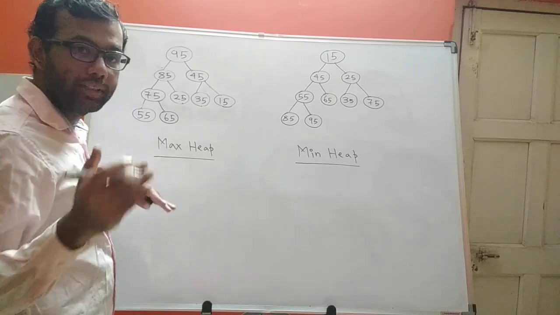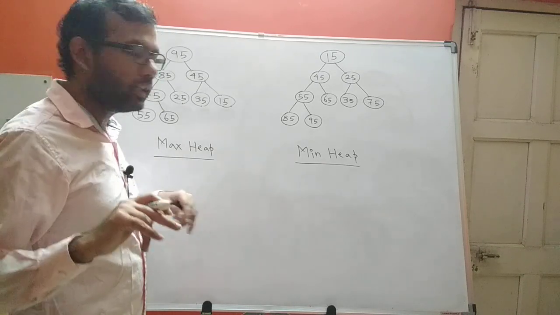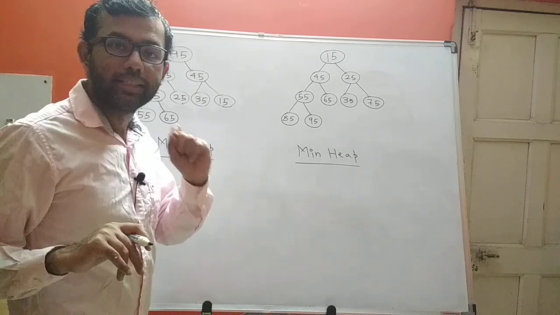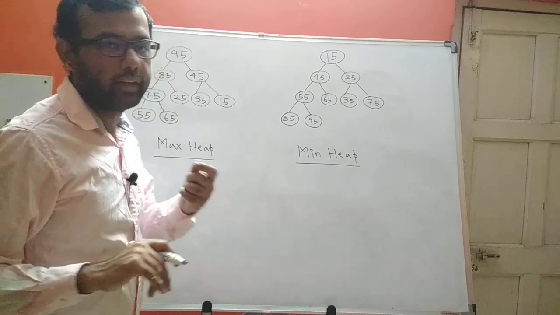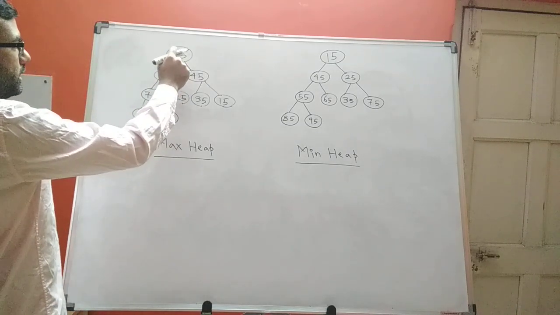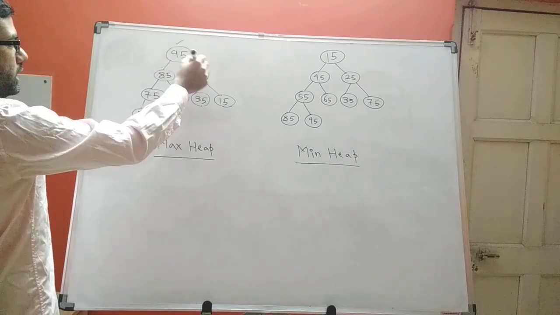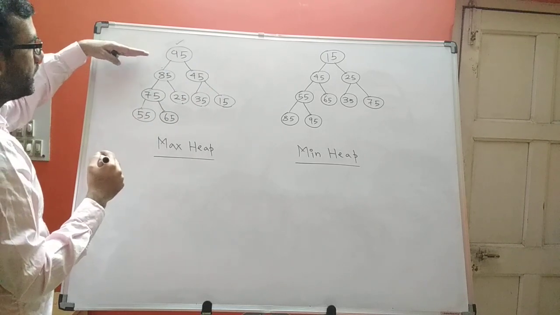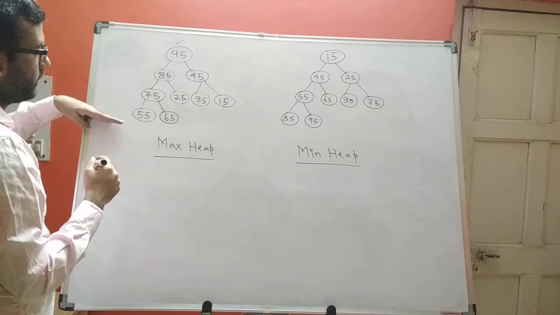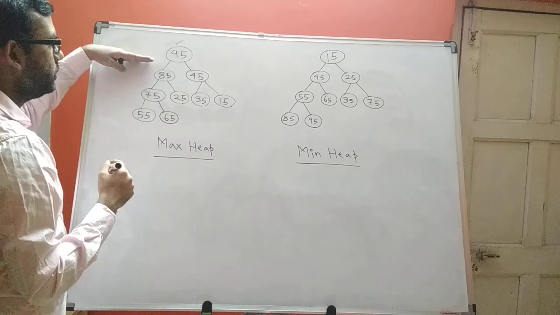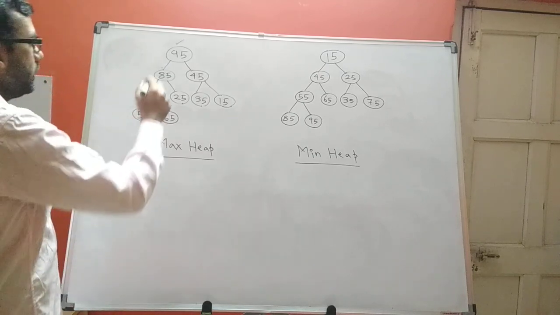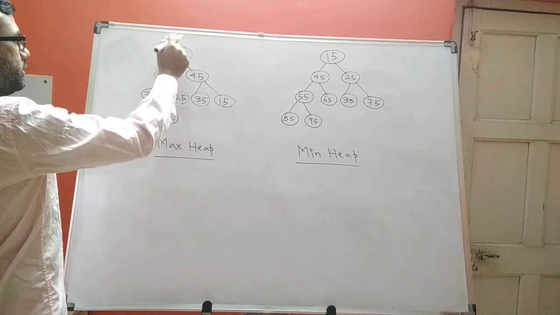In max heap, all its descendants will be lesser than it, and in min heap, all its descendants will be greater than it. So in max heap, we saw that we started with 95. All descendants means all nodes which are below 95. All of them have a value less than 95. Now let's check the property for 85.